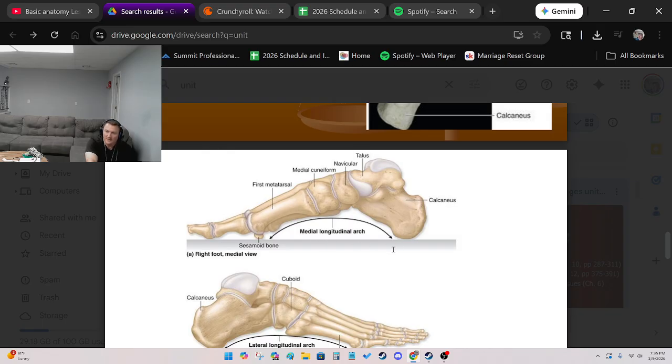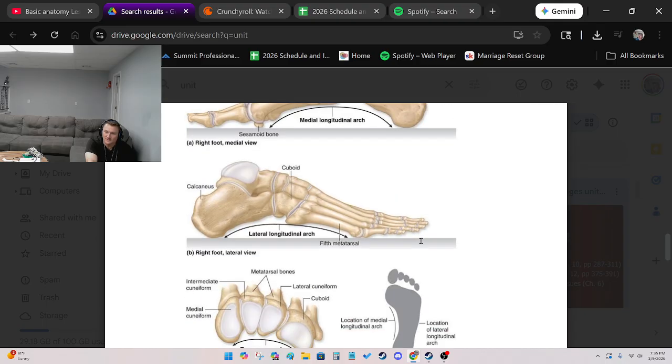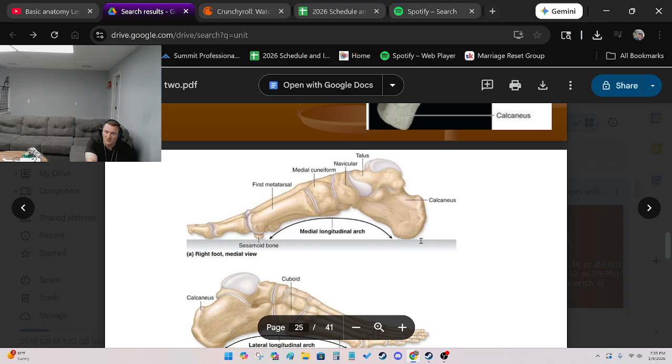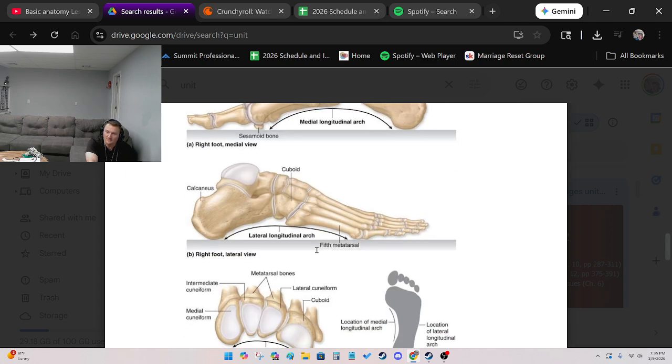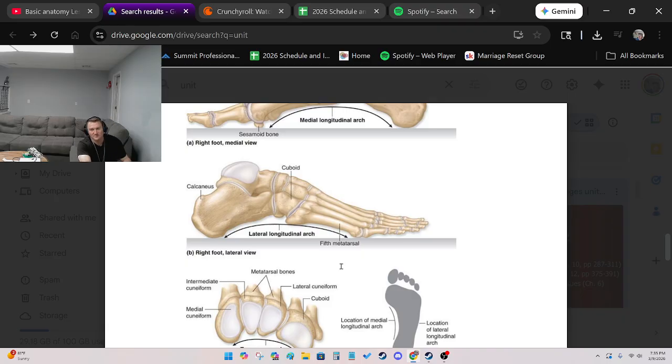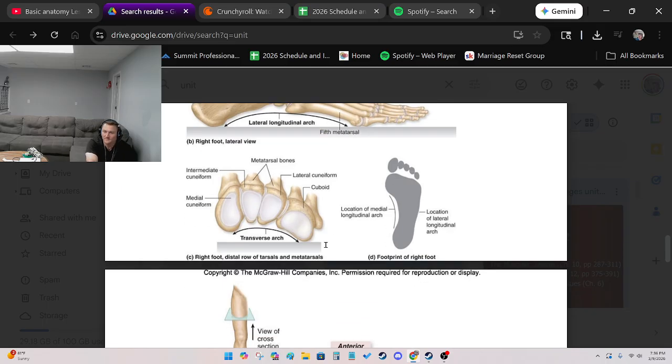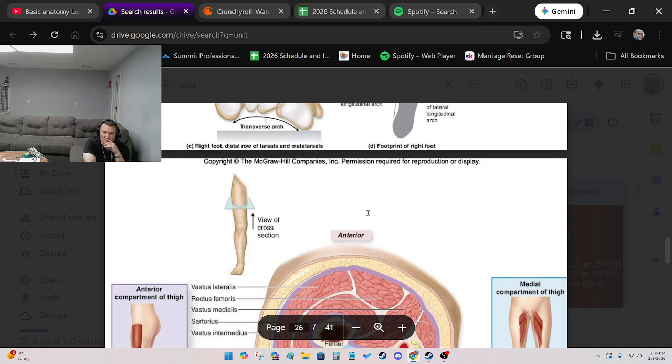Okay, now we're looking at a side view of a right foot, still a right foot, and talking about the arch. Okay, there's those sesamoid bones that I talked about. Very cool. Medial longitudinal arch. Okay, medial along the middle, longitudinal long arch of the foot. Now there's a lateral arch, lateral longitudinal arch. Say that 15 times fast. Ready, go. And then there is the transverse arch. Transverse, running from left to right, across.